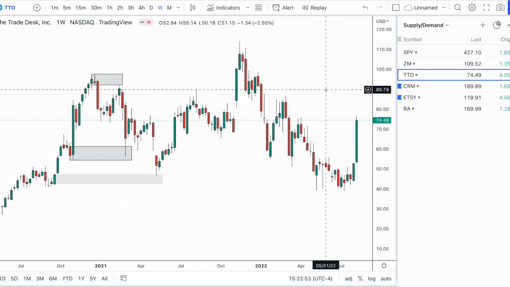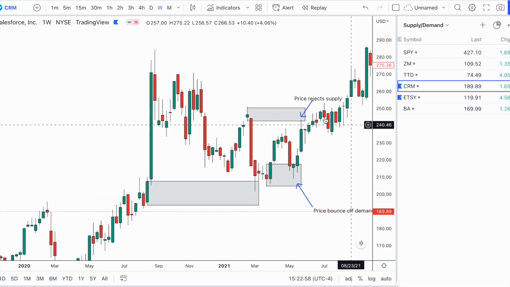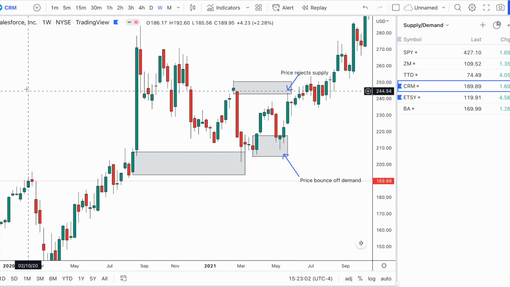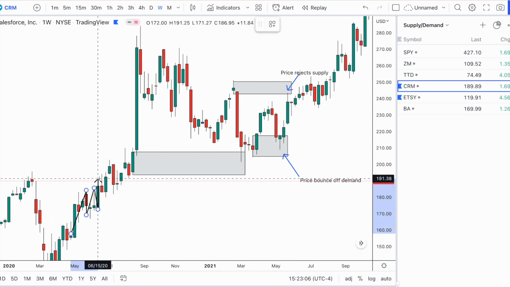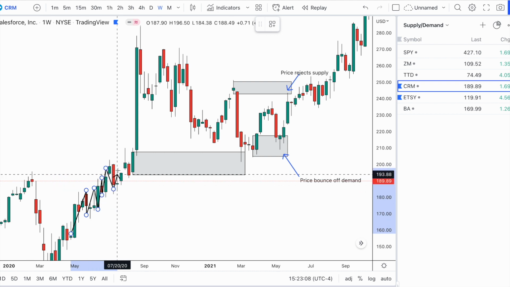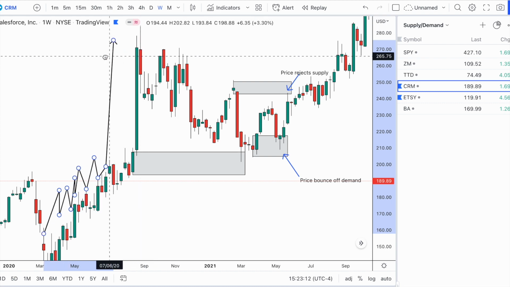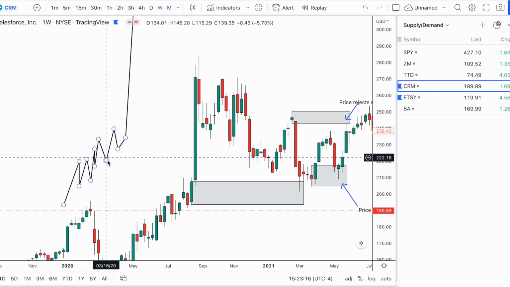So that would be TTD. CRM, right here. Right, so ignore this for a second. If you look here, say we have very slow action, prices kind of grinding up, pullbacks, up, very slow grind, and we have this huge fast move, right? If I pull that up, this is what that looks like. We have the slow grind and the fast move.